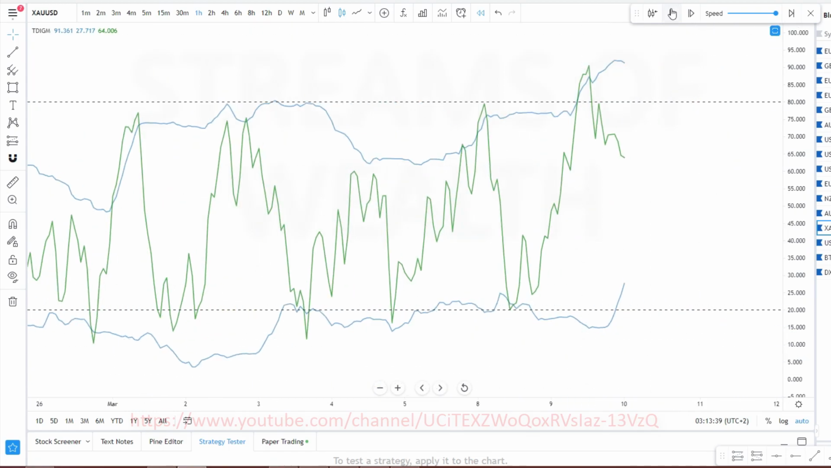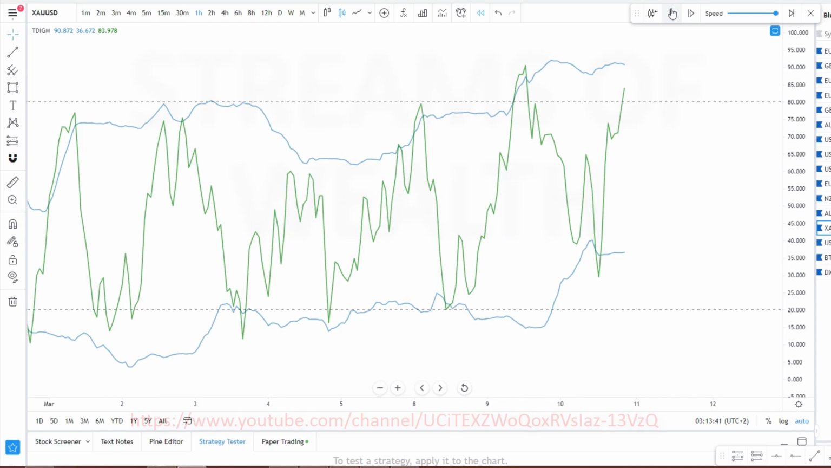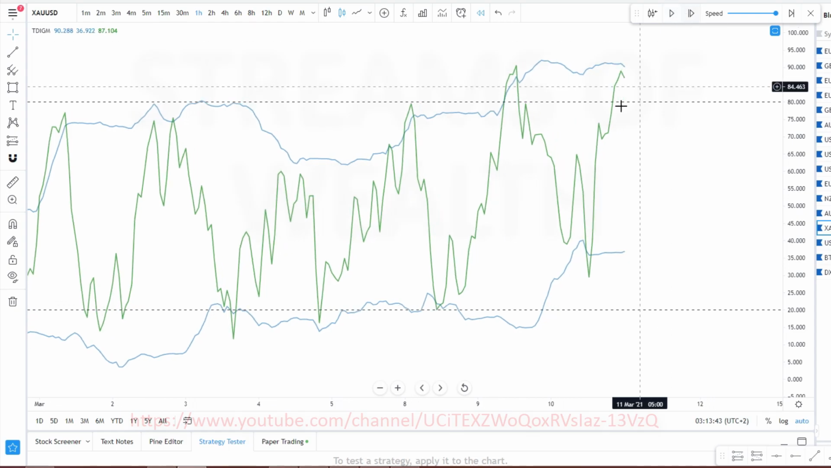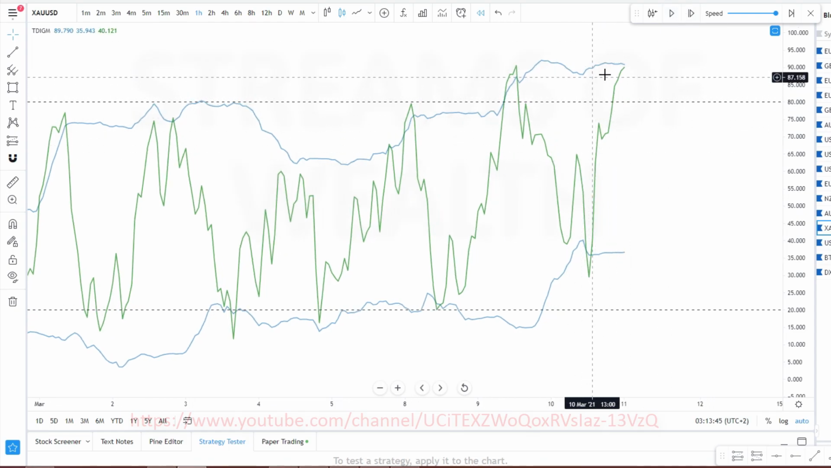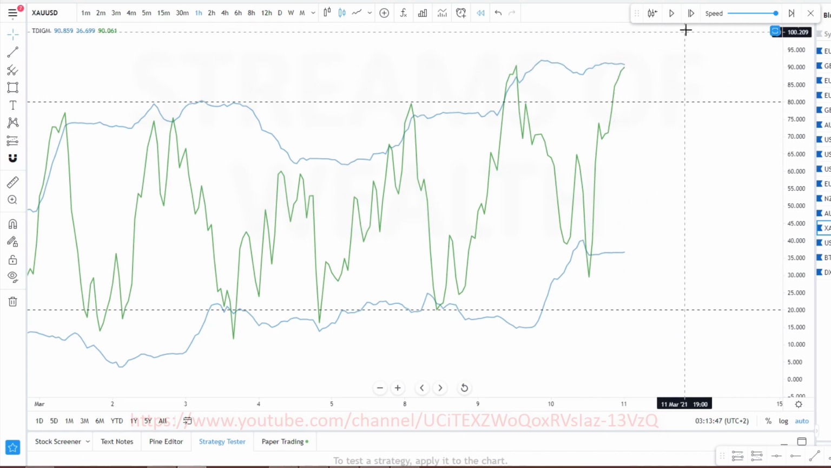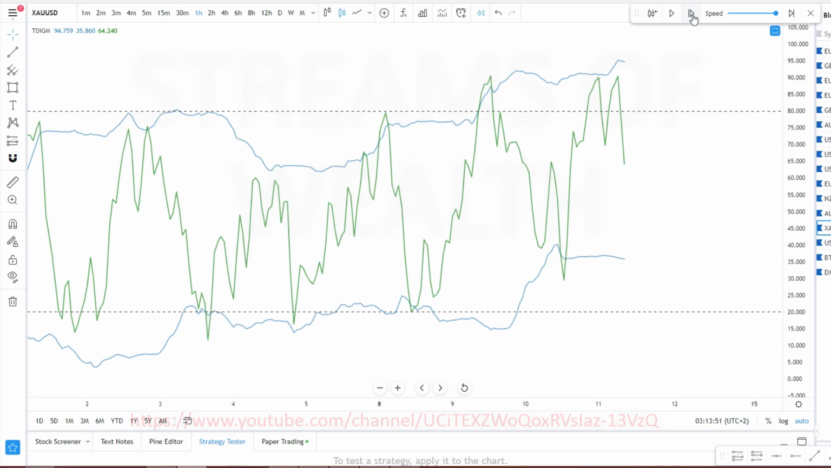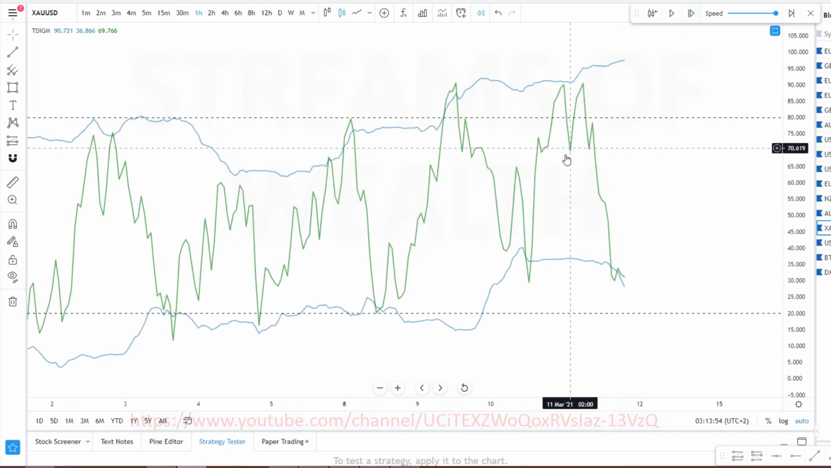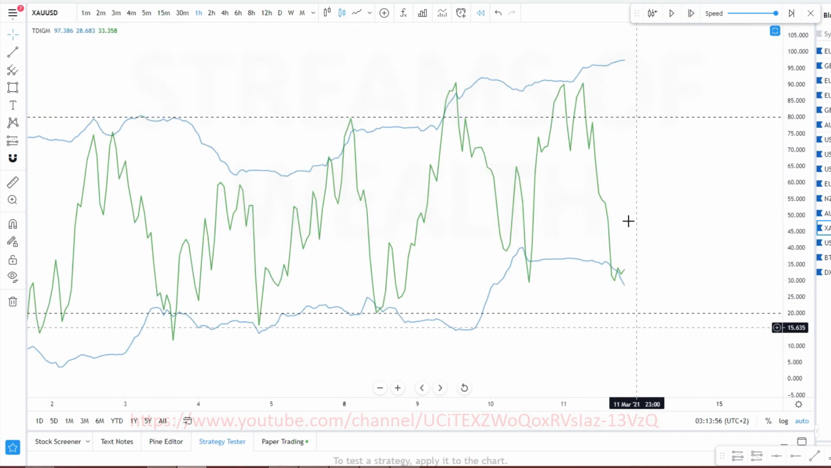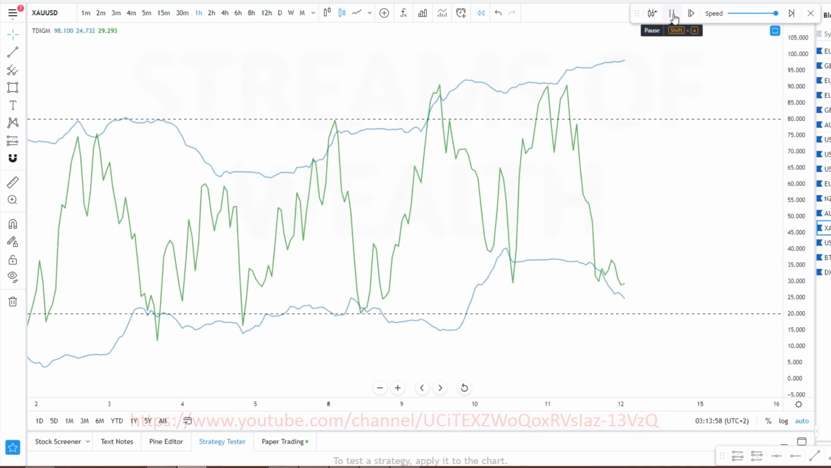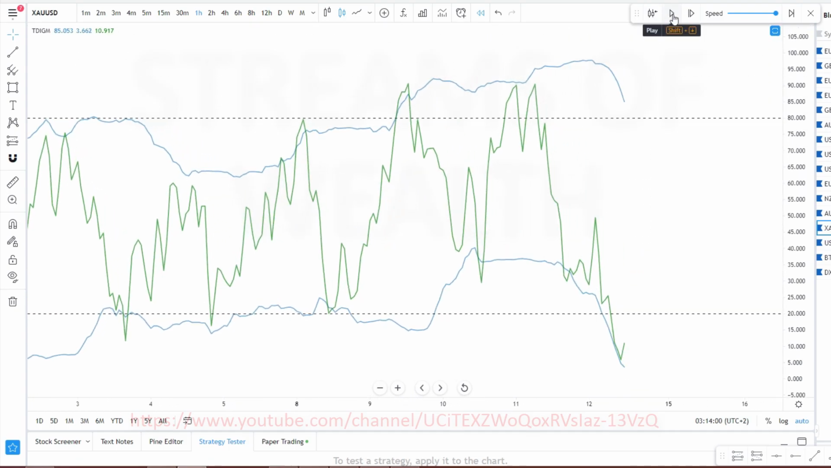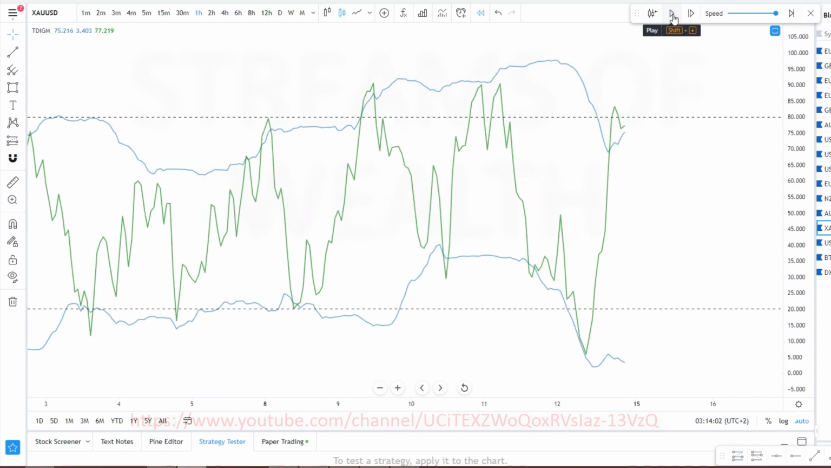So this is first that needs to happen. And we are above 80, so that is good, but we still need to break this blue line. We don't get it, so we don't get it, and we get it now. As you can see, we break the blue line and we are above 80.